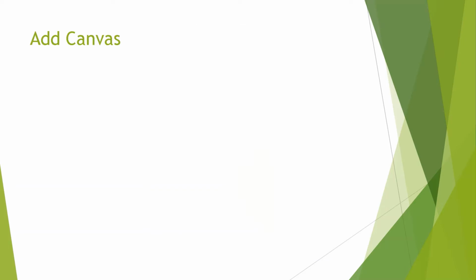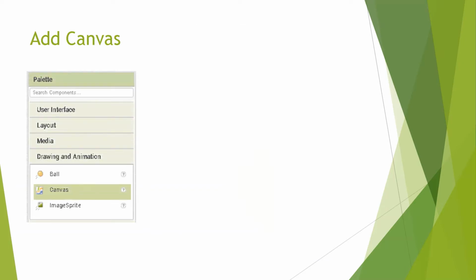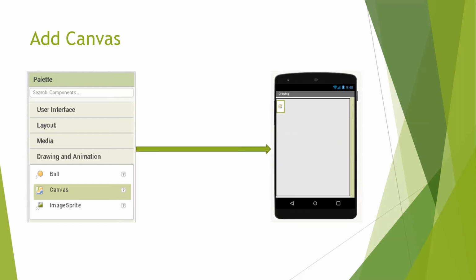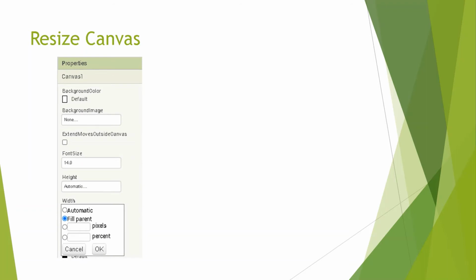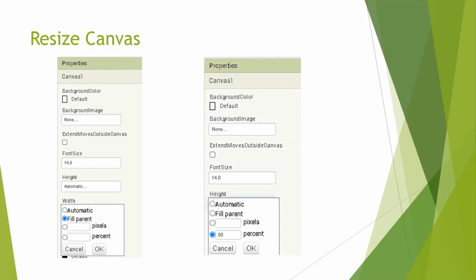Now let's add a canvas, that will be used for drawing. From left side palette, under Drawing and Animation, select Canvas. Drag it under Vertical Arrangement. Now, we will change the canvas size. Select Canvas. Then from the right side Properties. To change the width, select Width, then select Fill Parent, then press OK. To change the height, select Height, then select 80%, then press OK.